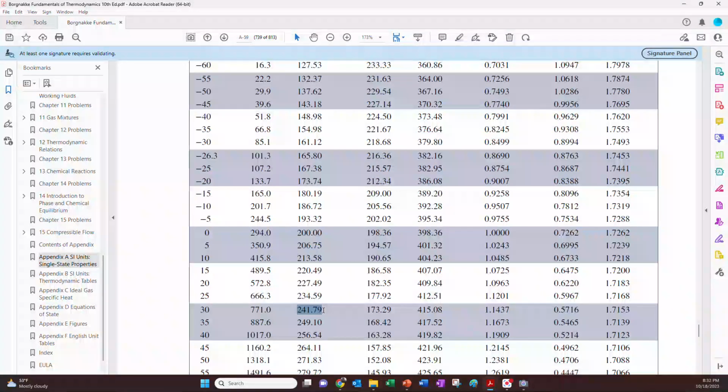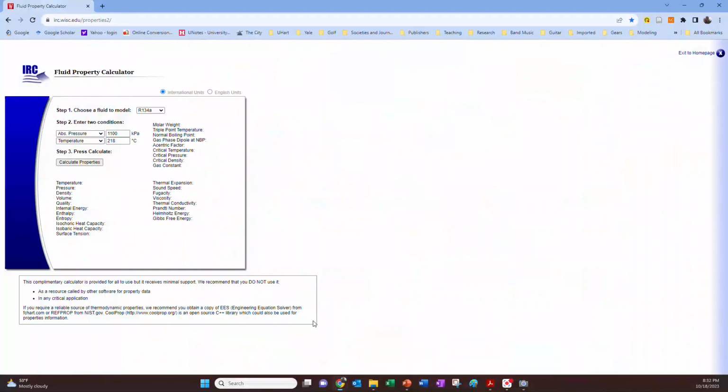So it's going to be somewhere between 241 and 249. Also, the temperature that you want is going to be somewhere between 66.6 and 77.1. Well, that's a whole lot of horse hockey. That's no fun. What we could do instead is go to this IRC thing, and I've already put in 134a, and for the pressure of 800.